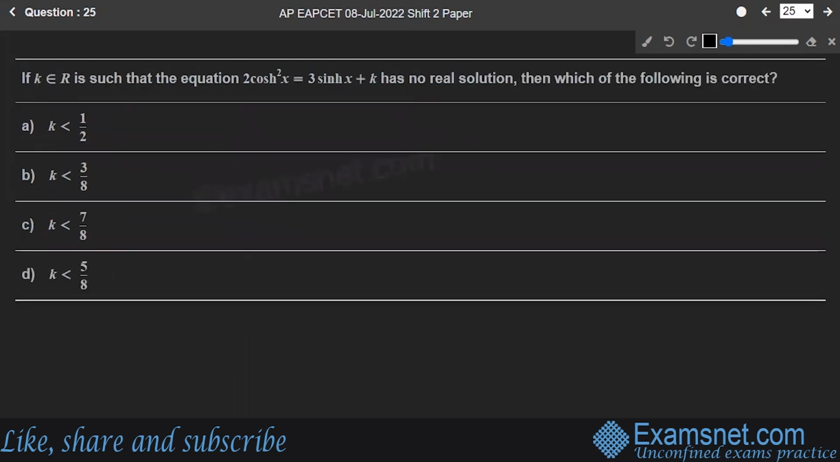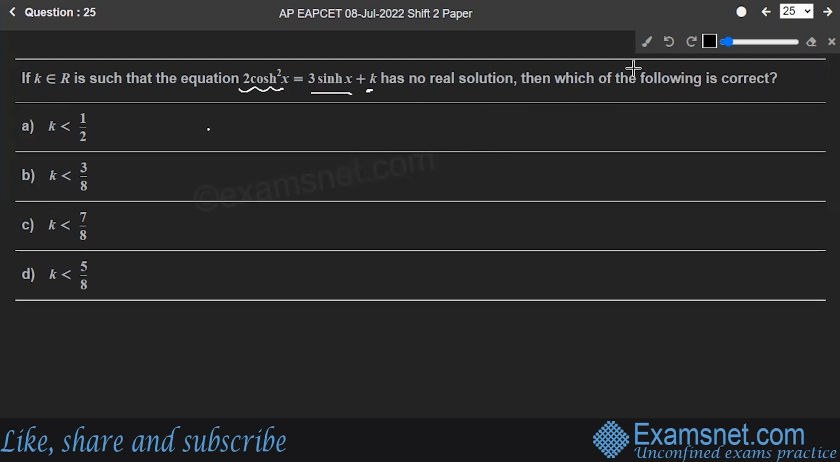So it says if k belongs to the real numbers such that this equation has no real solution, then which of the following is correct? All right. So you are given 2 cosh square x is equal to 3 sinh x plus k.